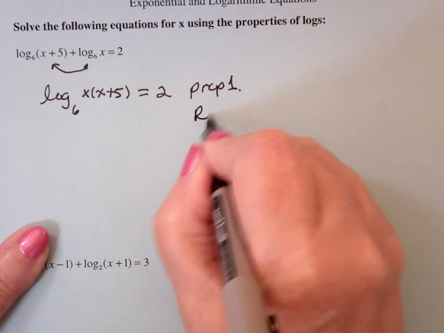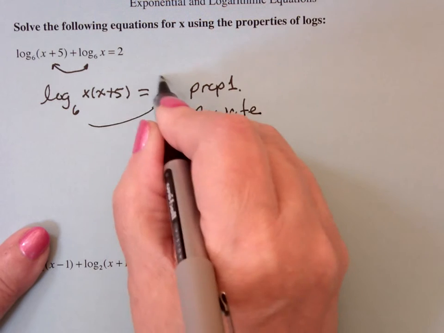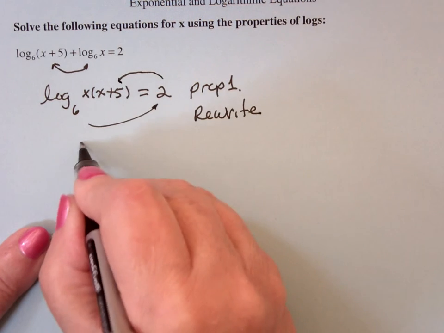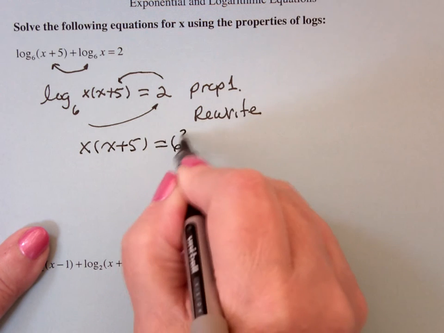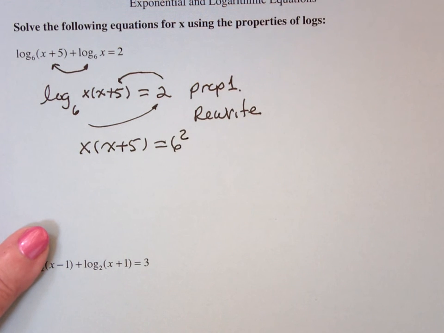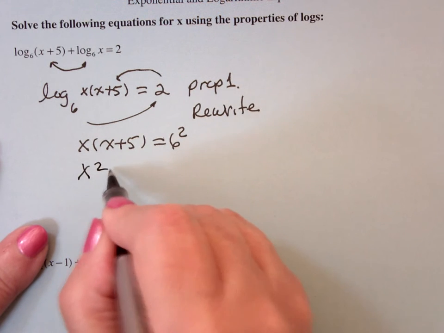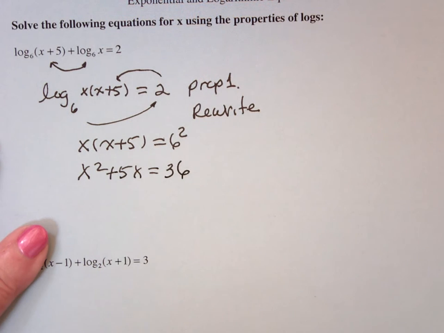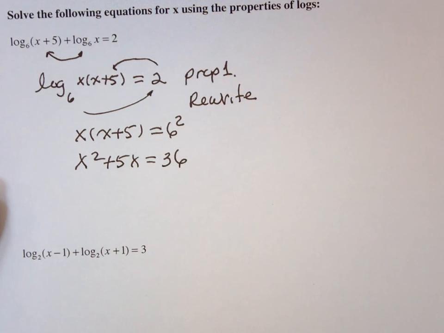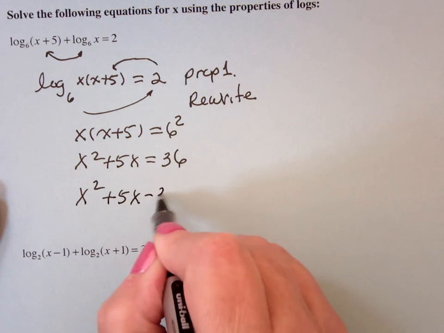Now I'm going to rewrite so that 6 squared is equal to the argument. So x times x plus 5 is 6 squared. Now I have an equation. Remove parentheses. X squared plus 5x equals 36. Quadratic, bring everything to the same side, 0 on the other.